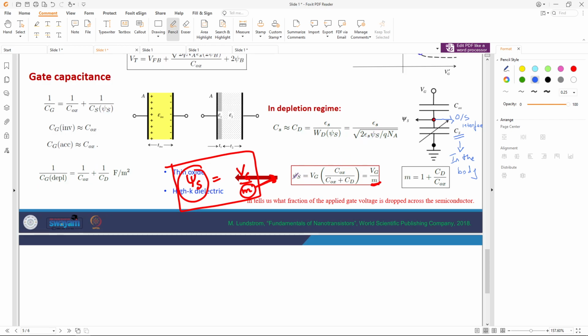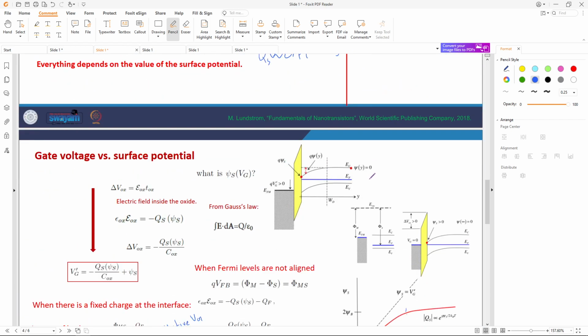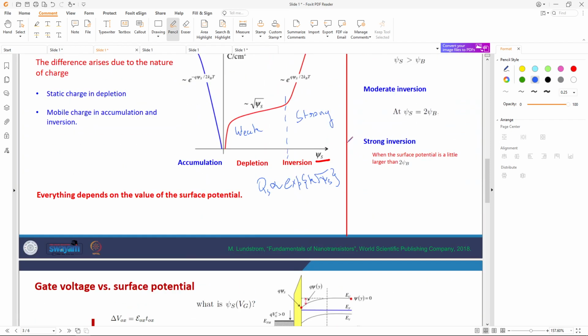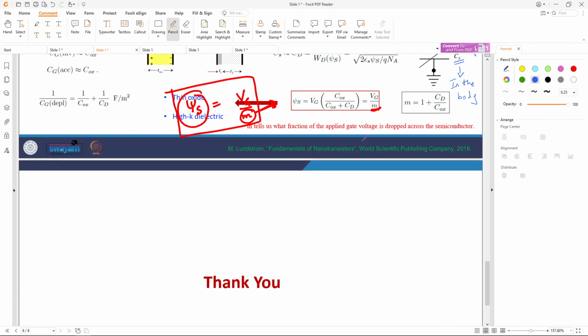Because of that, psi will depend on the capacitance values Cox and Cb. From this we can derive a quantity that is called the body coefficient. m is the body coefficient, which is given by 1 plus Cb by Cox. So psi can be written as Vg by m effectively. Everything that we have discussed so far, the potential energy difference, the gate capacitance and the other charge accumulation effects, can all be summarized into one effective parameter, the body coefficient m. All right.